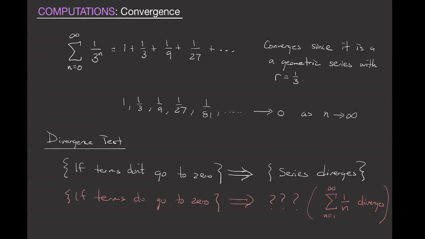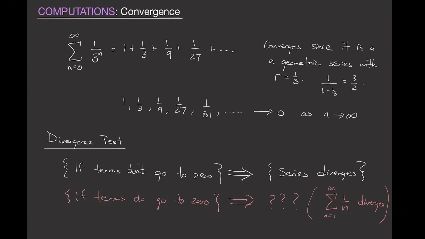In very rare cases are we able to actually decide what the series adds up to. Geometric series is one of the few cases where we can do that. And if I remember right, it's going to be 1 over 1 minus 1/3, which is 1 divided by 2/3, which is indeed 3/2. But that's, again, a very special case.